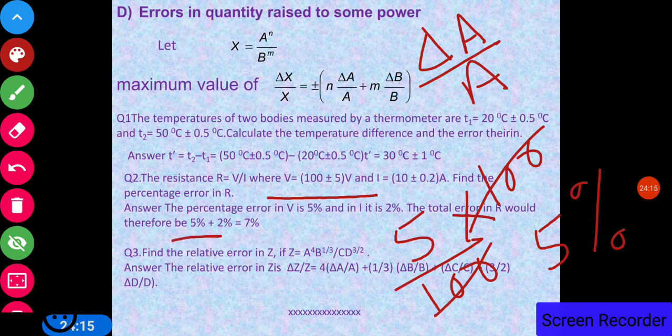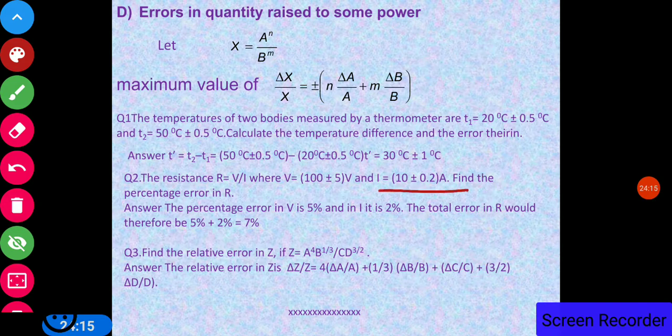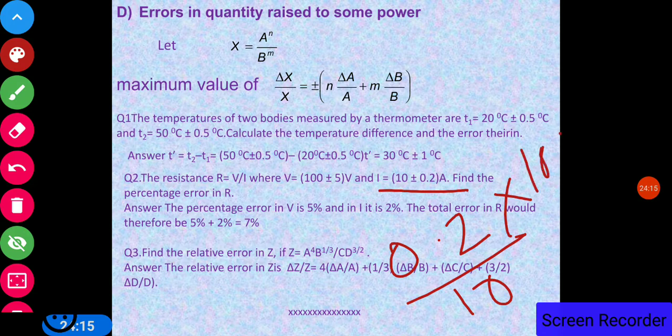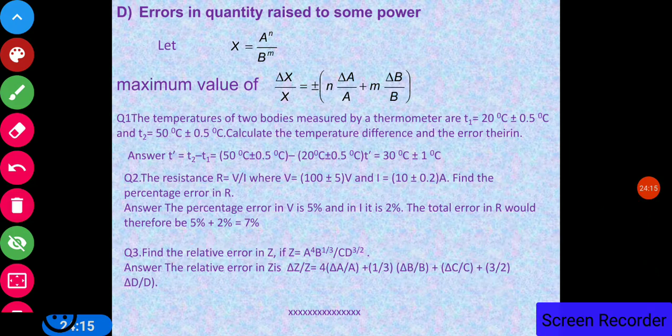So the error in the measurement of V is 5%. Similarly, for I, del A is 0.2, A is 10, multiplied by 100. This will reduce to 2%. So the percentage error in measurement of current is 2%. So 5 plus 2, that is 7%. Then the question asked is to find the percentage error in R. So the percentage error in R will be the sum of the percentage error in V and the percentage error in current, and that is 5 plus 2 equal to 7%.